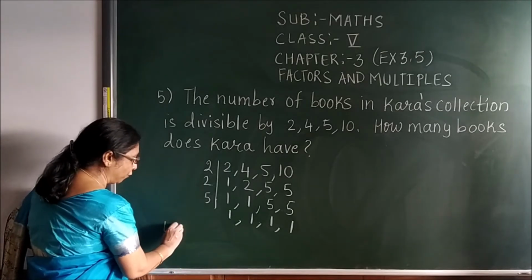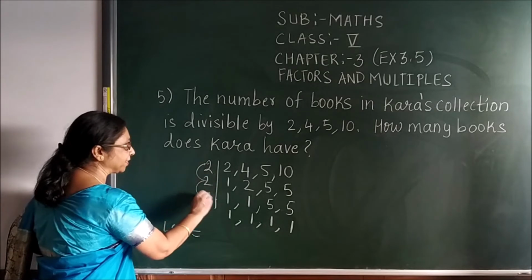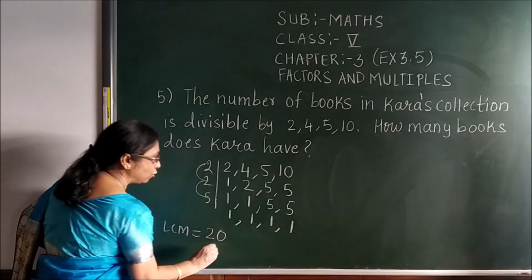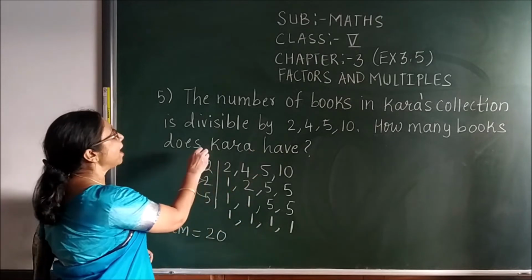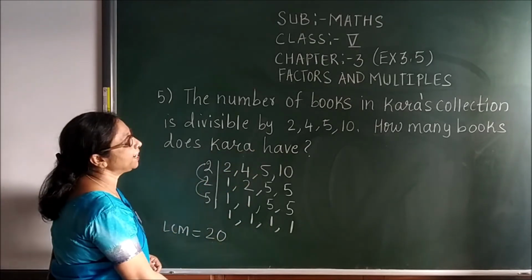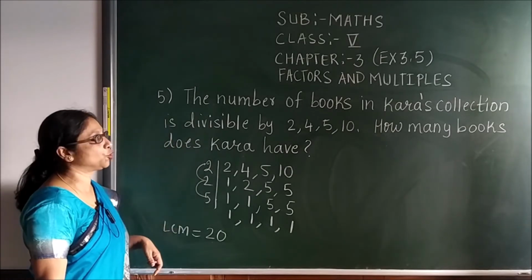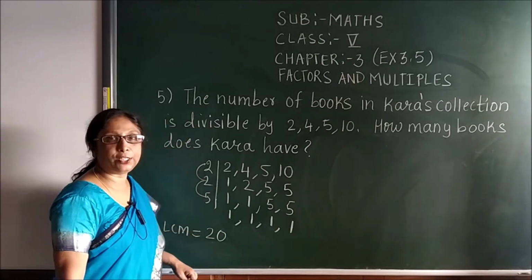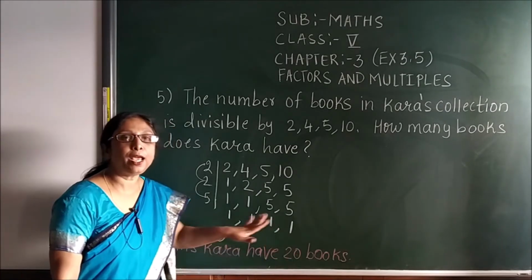Then what you have to do? LCM you find out. 2 twos are 4. 4 fives are 20. So, your LCM is 20. That means Kara has 20 such books in the collection. The number of books in Kara's collection is 20. After LCM, the answer is Kara has 20 books.